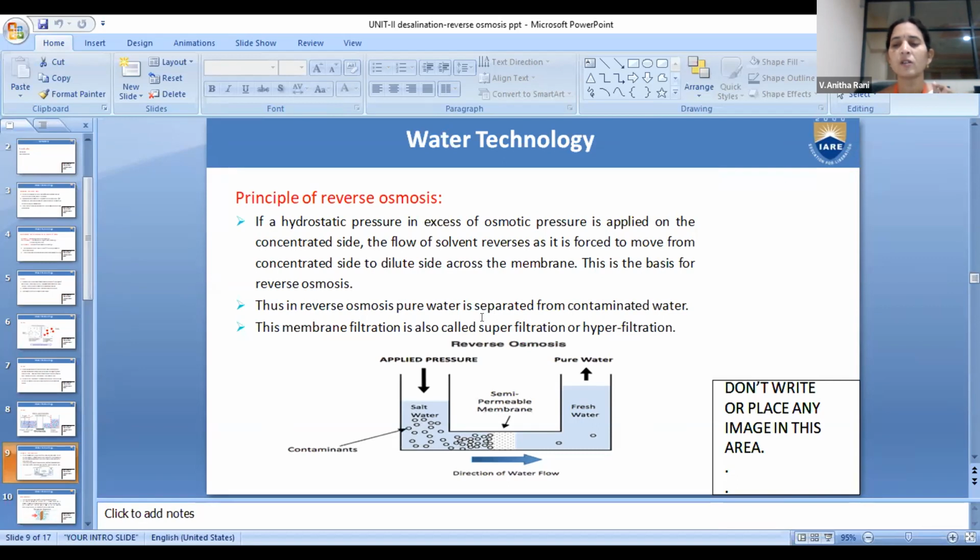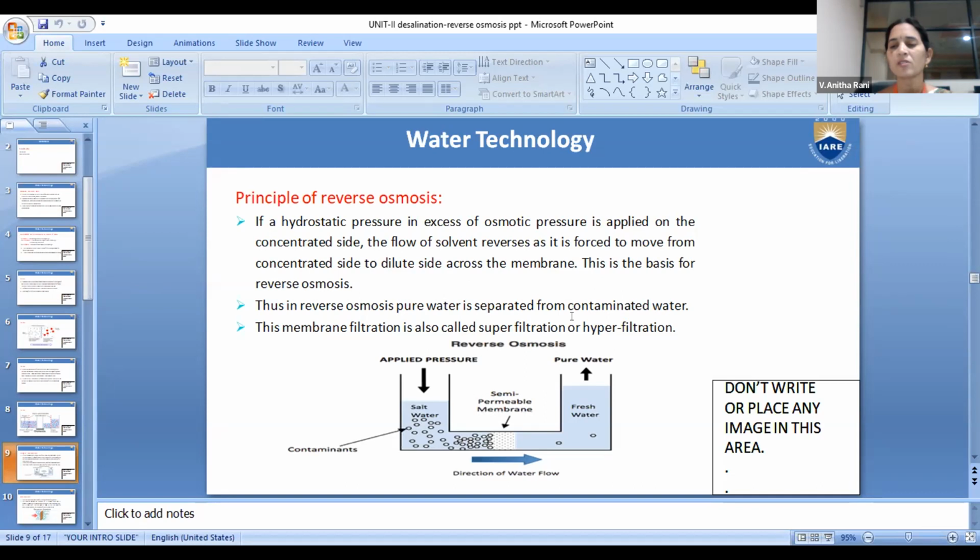Here we are using a semi-permeable membrane. That semi-permeable membrane allows only solvent, only water. It does not allow any solute particles which are there in water. When dissolved salts are present in water, that water is called contaminated water, which is more concentrated. From that contaminated water, students, we are going to get pure water.